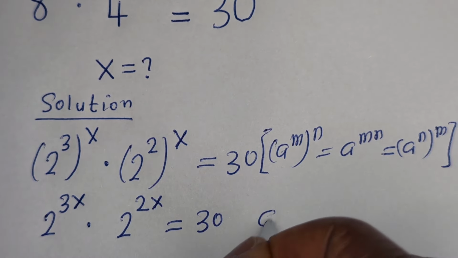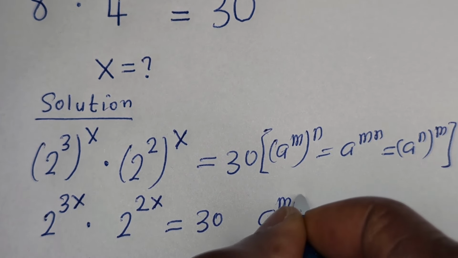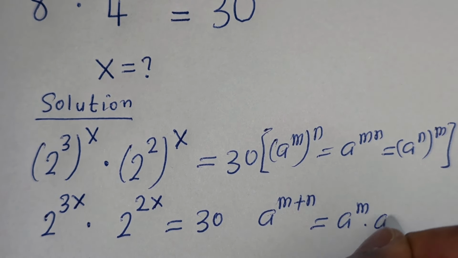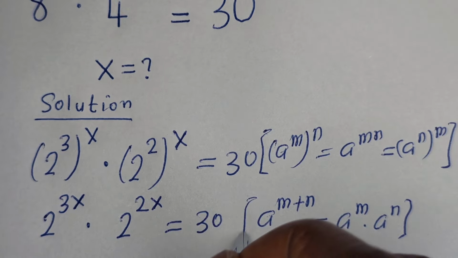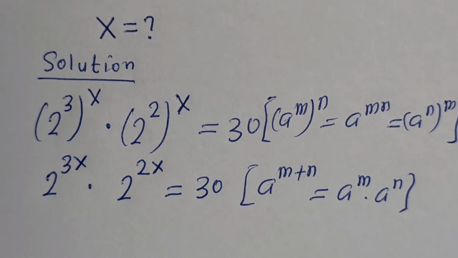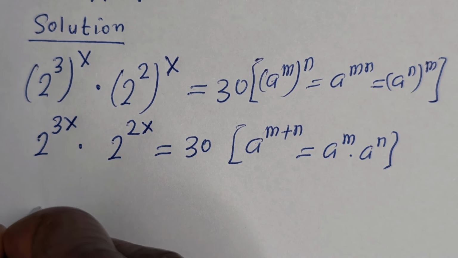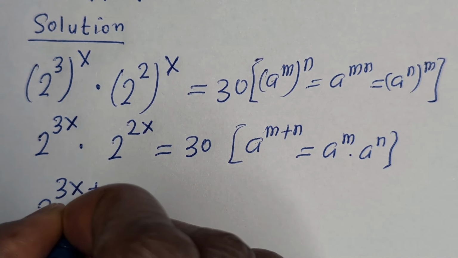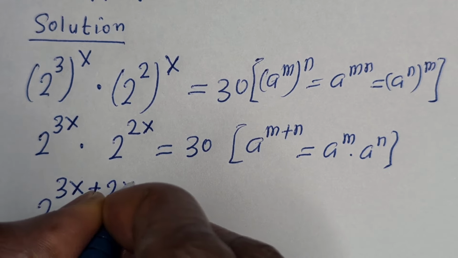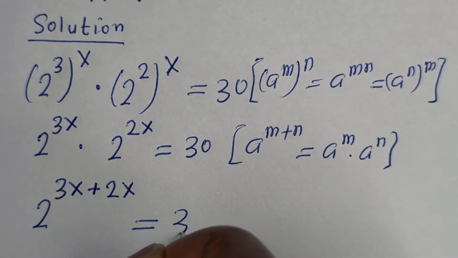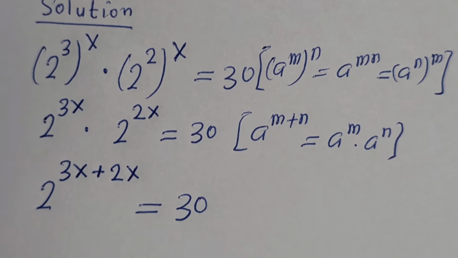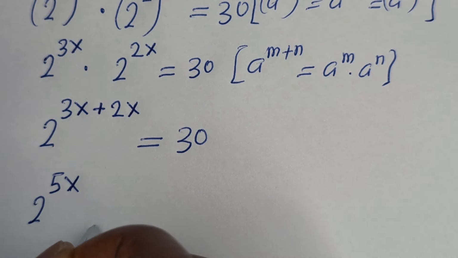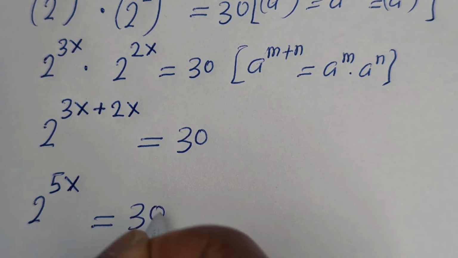If you have a raised to power m plus n, this is equal to a raised to power m multiplied by a raised to power n. Then this can be written as 2 raised to power 3x plus 2x is equal to 30. Then here is 2 raised to power 5x is equal to 30.